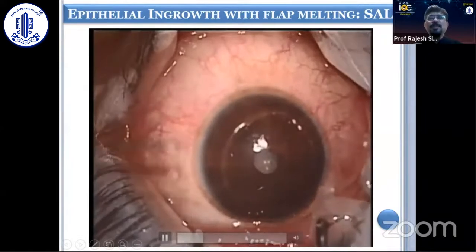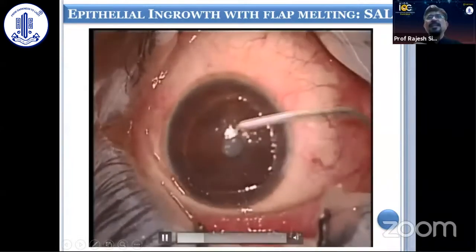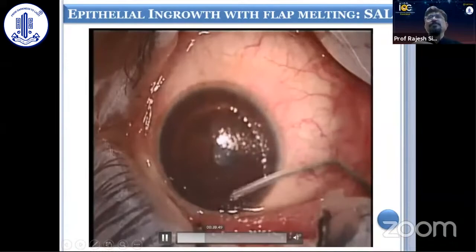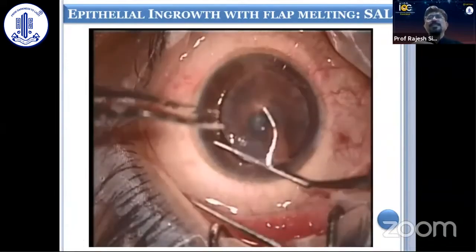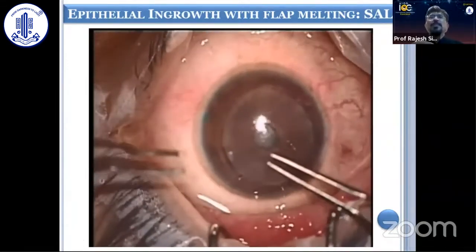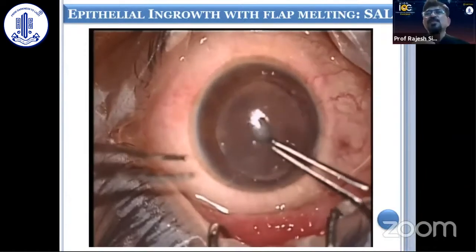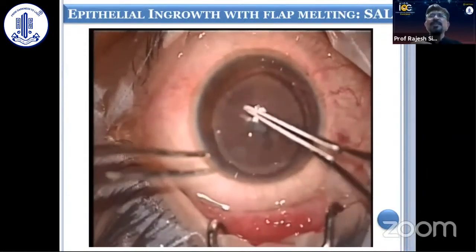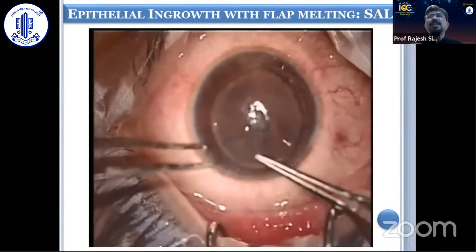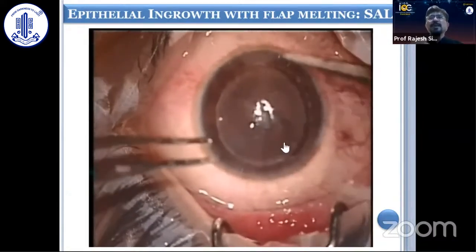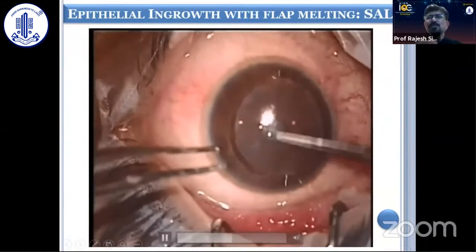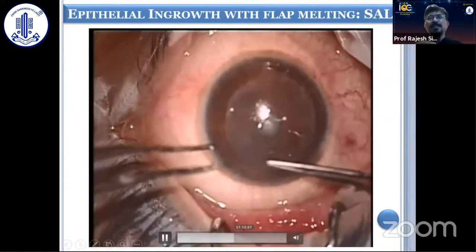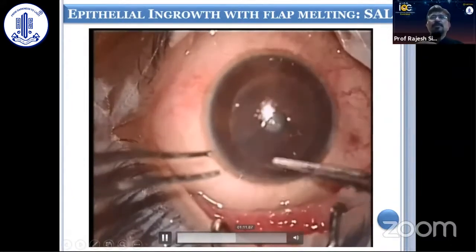Epithelial growth was removed, mitomycin C was applied, and then a similar thickness of donor lenticule was placed. The thickness was noted by use of ASOCT and also by the record of the patient, what flap thickness was used. The same thickness donor lenticule was placed, and so this is sutureless superficial anterior lamellar keratoplasty for flap melting.